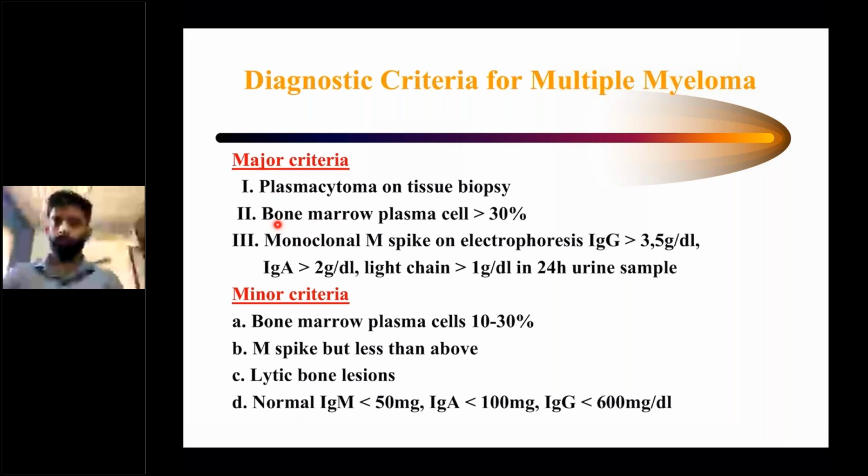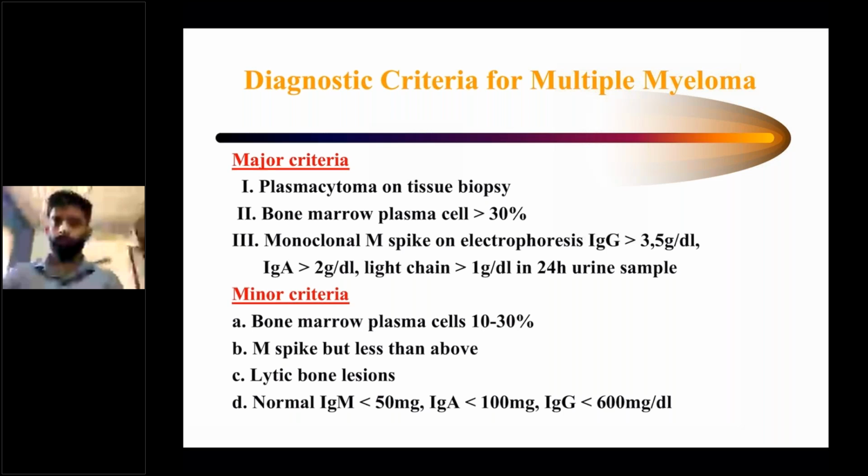But here in the major criteria for diagnosis of multiple myeloma, you have plasmacytoma on tissue biopsy, bone marrow plasma cells greater than 30%, monoclonal M spike on electrophoresis, IgG greater than 3.5, IgA greater than 2, light chain greater than 1 in a 24 hours urine sample. And the minor criteria are bone marrow plasma cells 10 to 30%, M spike but less than the above, and lytic bone lesions. Normal IgM less than 50, IgA less than 100, and IgG less than 600, so per day, not just in 24 hours. So the lytic bone lesions come under minor criteria.